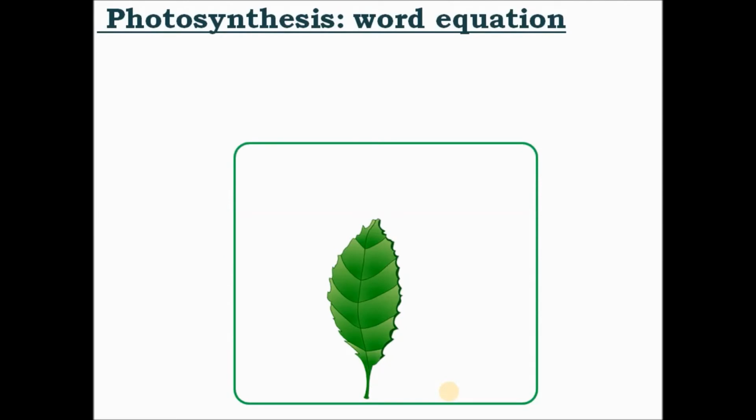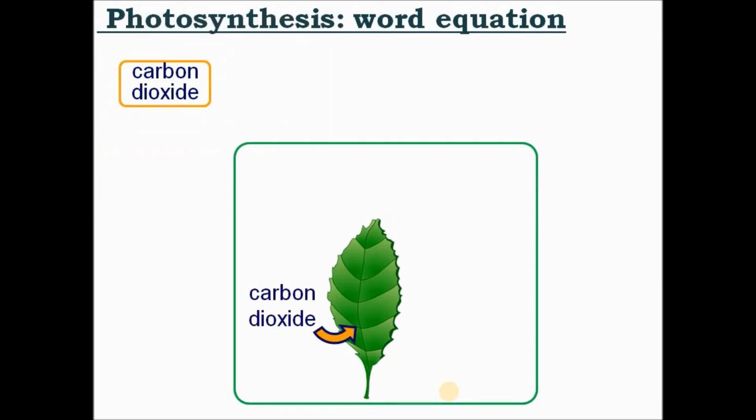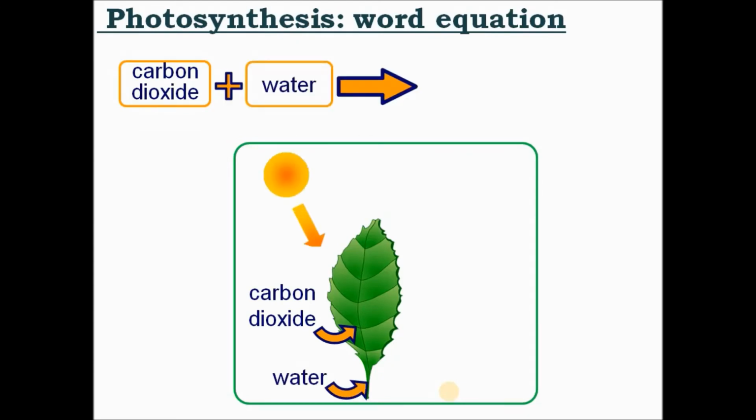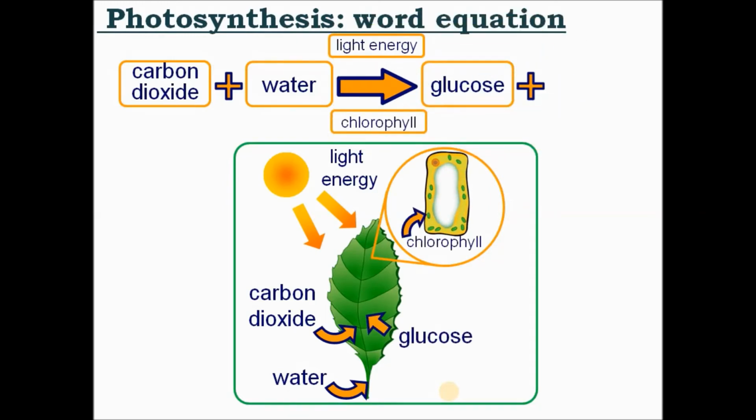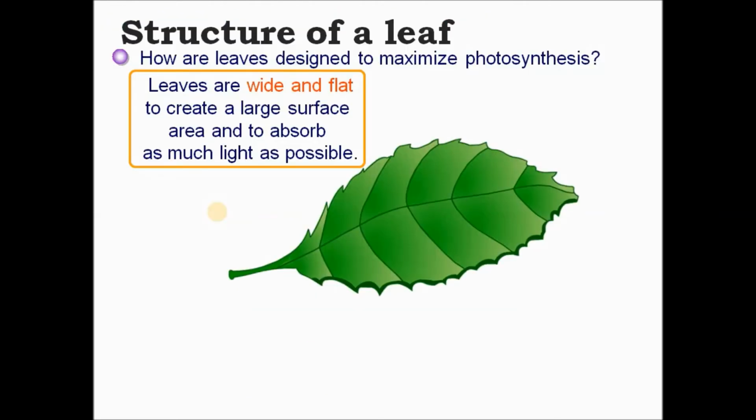So we can write the word equation for this entire photosynthesis reaction. Carbon dioxide plus water, in presence of sunlight and chlorophyll, will give you glucose and oxygen. That's how we can summarize the entire photosynthesis process with this simple word equation. Now let us see the structure of the leaf.